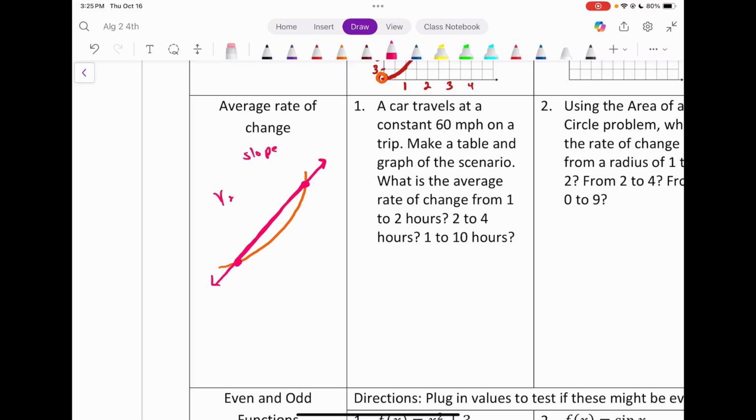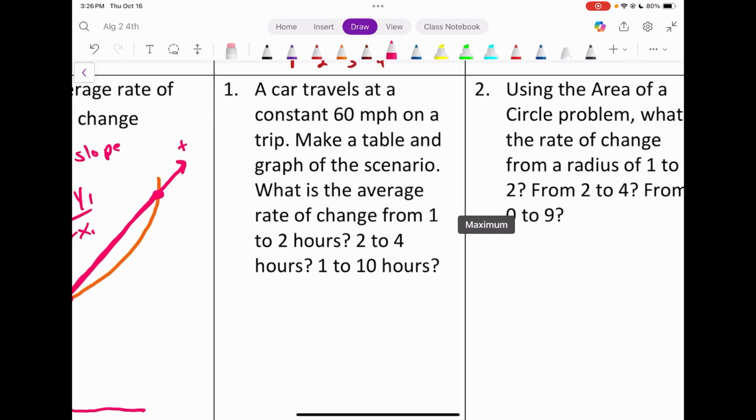If you don't remember slope, it's y2 minus y1 over x2 minus x1. Rise over run. How much is my y changing versus how much is my x changing? If the average rate of change is positive, you're going to have an upward slope. If it's negative, you're going to have a downward slope. If it's not changing at all, you're going to have a horizontal slope or a zero slope.